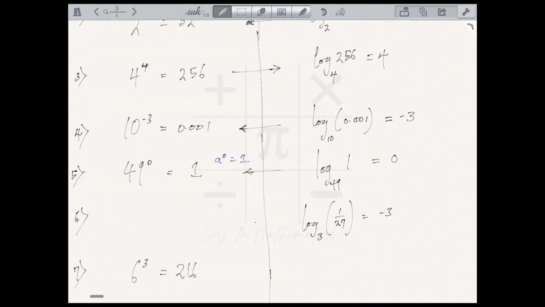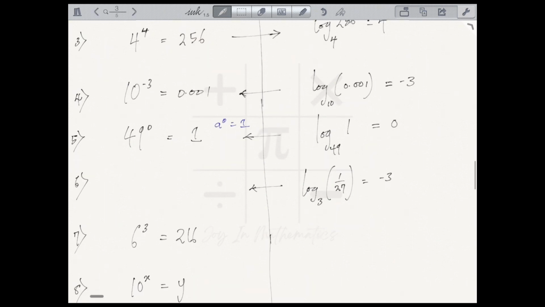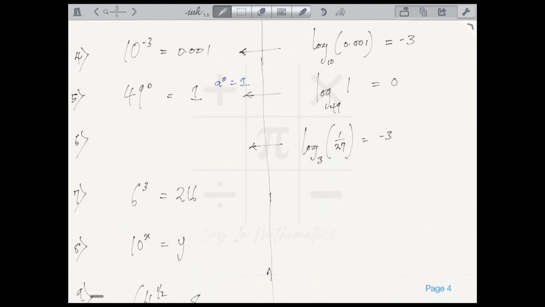Now let's move forward. We have log of 1 over 27 to the base of 3 is equal to -3. Now in this case we have 1 over 27 as the number, 3 to be the base, and -3 to be the index.